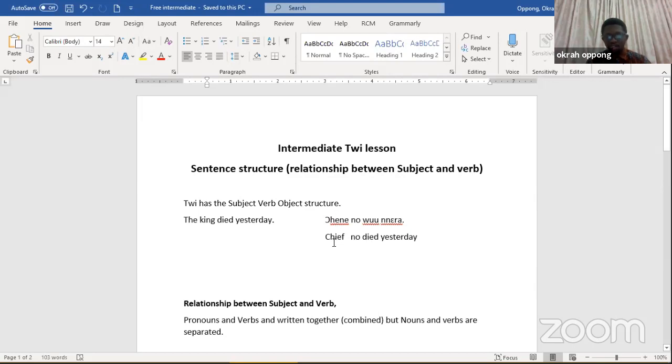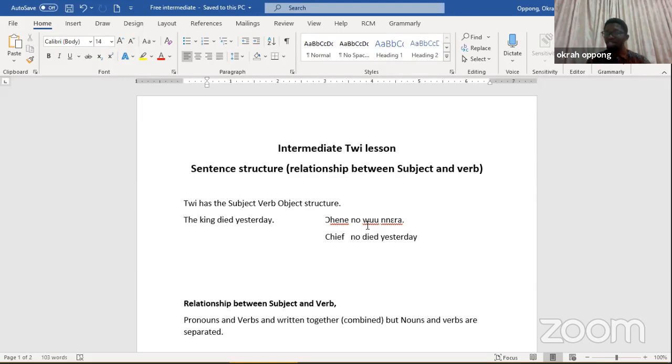I have the basic glossing beneath it. Ohene means chief in Twi, and no is the definite article, like the determiner in English. Then wu is the verb to die. Since it is past, we have it being lengthened. In Twi, when you have a past tense verb and something follows the verb, it just lengthens the last vowel in the verb. These are things that we learn in our basic classes.